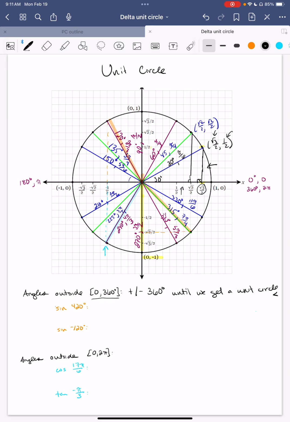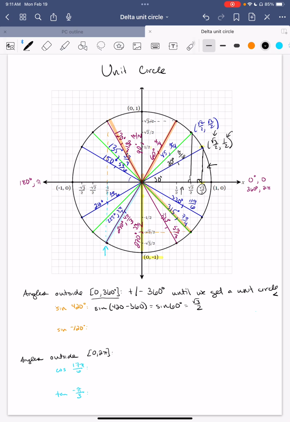So if I want to find the sine of 420, that's the same as finding the sine of 420 minus 360, which is the sine of 60. So I go to the unit circle, I find 60 degrees, it's right here. I look at the y coordinate. Y coordinate is here, so that's radical 3 over 2.